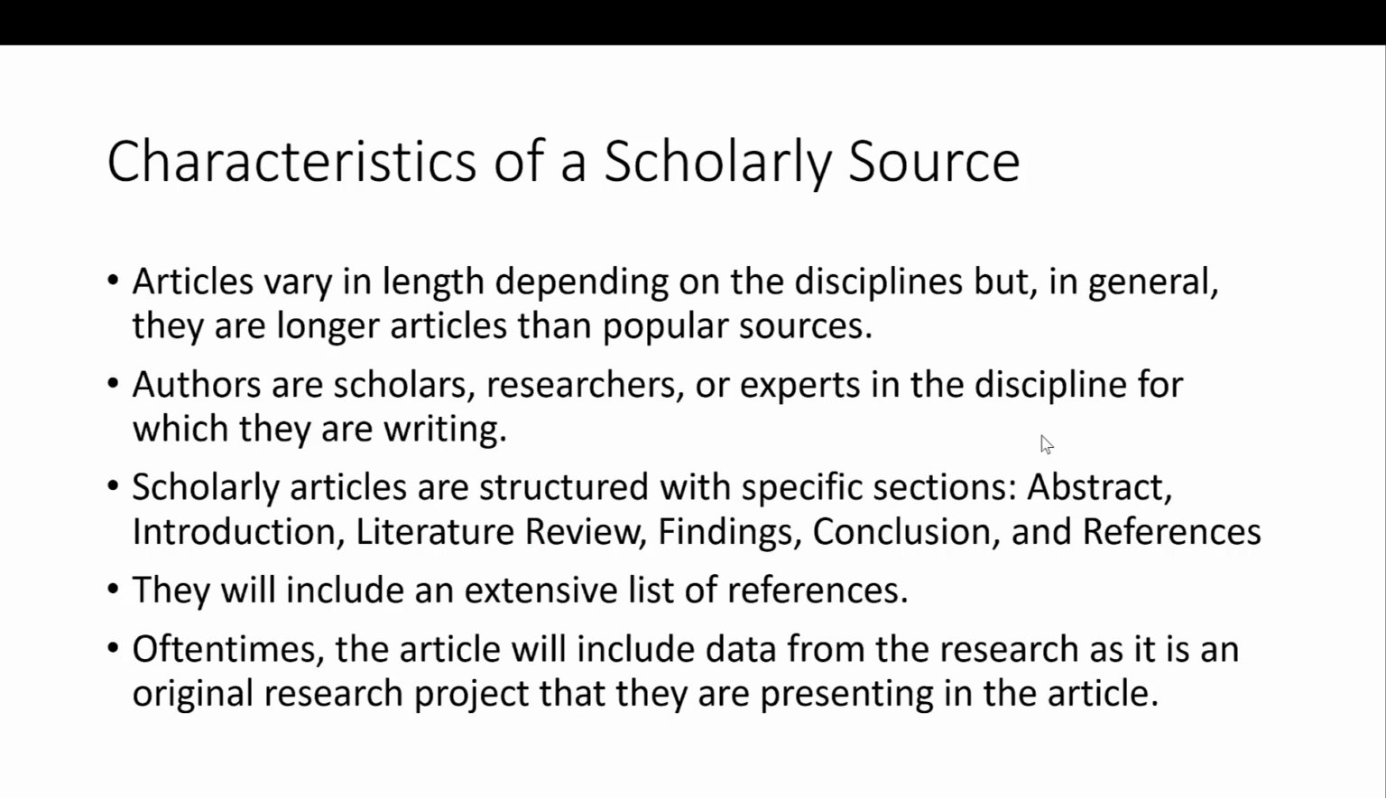What then are the characteristics of a scholarly article? Scholarly articles can vary in length, but in general they are longer than popular articles, and the research is very specific. Scholarly articles are written by experts or scholars in the field, such as professors at Cal Poly. They have a specific structure, as mentioned in the previous slide, and they have an extensive list of references. Finally, scholarly articles will include technical language related to the research and will often include data from their research.